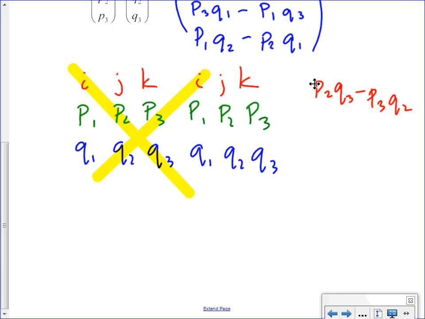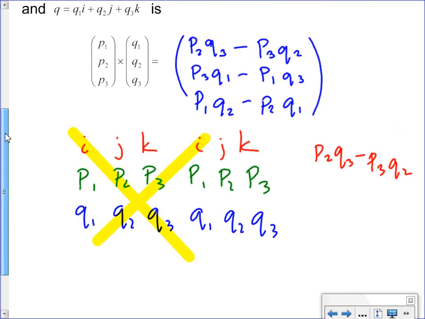Looking at the top, right? So that's where that came from. So you just cross. It's that easy. And the same thing for j's, the same thing for k's. Yay, cross product.